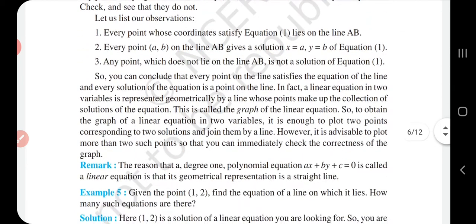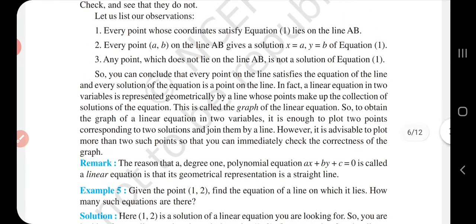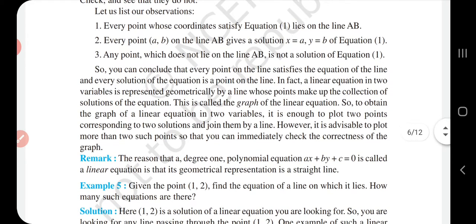Understand? Now again, I will tell you: every point whose coordinates satisfy the equation lies on the line AB. Every point (a, b) on the line AB gives a solution x is equal to a and y is equal to b. It means it is a definite value of x is equal to a and y is equal to b. If you put x is equal to 1, then the value of y is different. If you put x is equal to 2, then the value of y is different, and so on.